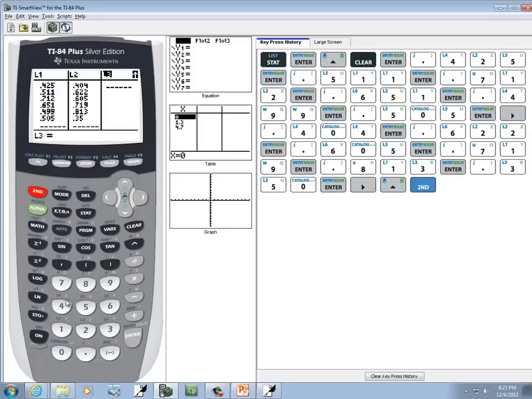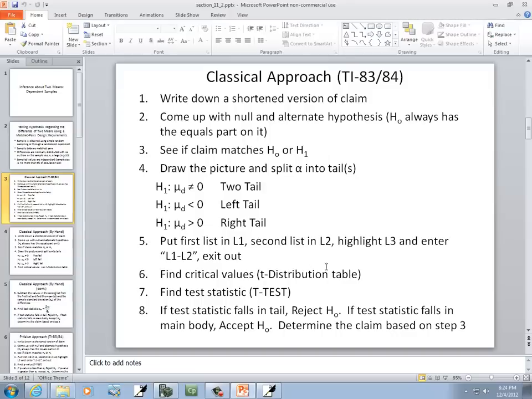We're going to press enter on that also. So I'm going to do second 1 minus second 2. Now you should see the formula appearing down here at the bottom. It should say L3 is equal to L1 minus L2. If you don't have that, you probably didn't highlight L3 before you started typing that. And then we'll press enter. And this will put our differences here. So it's basically just subtracting these. 0.425 minus 0.404. So nothing real exciting what it did there. Then we want to make sure we exit out. So we do second mode.